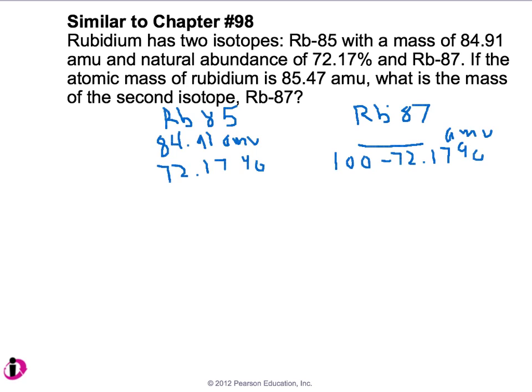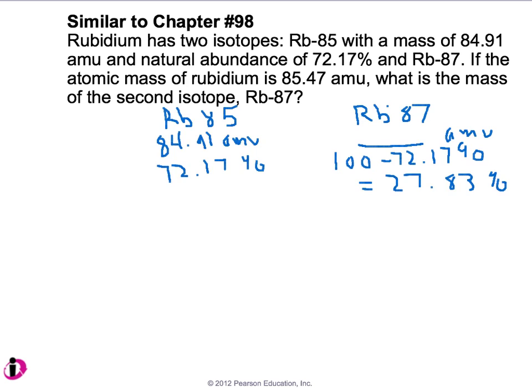If I do that, I have to get out my calculator, the amount of rubidium-87 in the world is about 27.83%. So most of rubidium in the world is rubidium-85, but about 27% of it is rubidium-87. All right, we still don't know the mass, we're going to get to that. Now we do have one other bit of information, which is the average mass. I've done as much as I can without getting into that equation, so I guess we're going to have to face using that now.